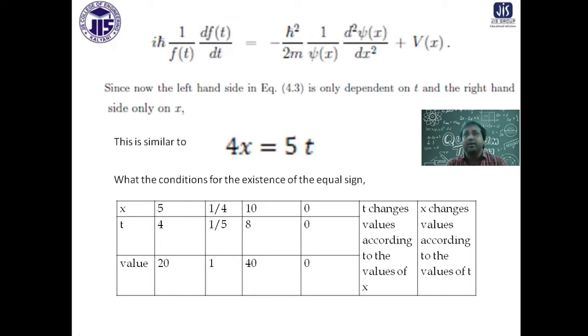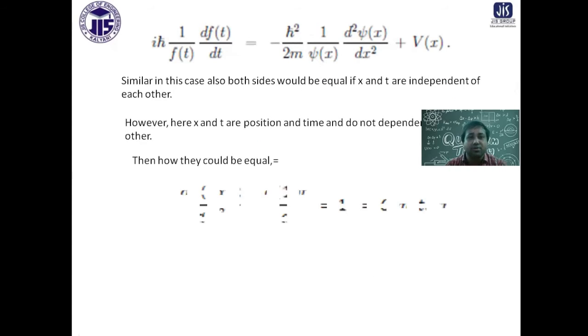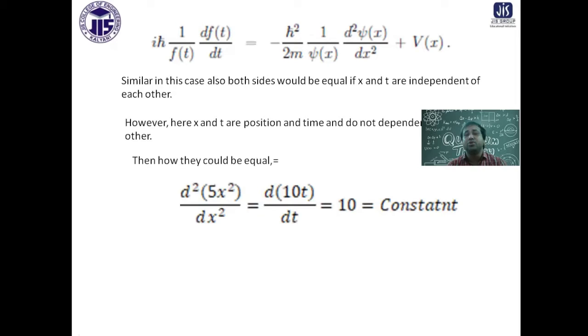So it is only possible if x and t are dependent on each other, but in our problem, x and t are independent variables, space and time. Okay, time is actually the 4th coordinate according to relativity, you should know. So basically, even if x and t are independent of each other, but they are already equal, it is only possible if both sides produce some constant quantity, as it is shown by this example.